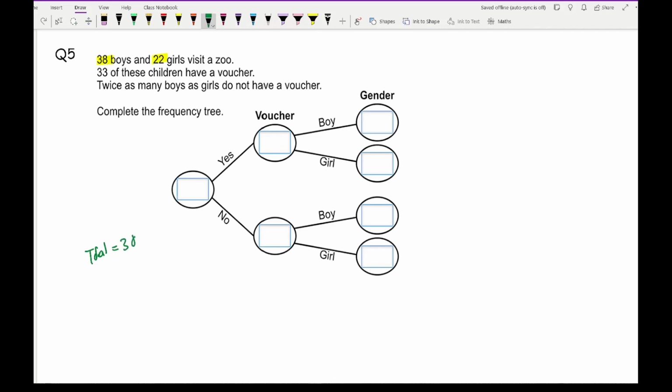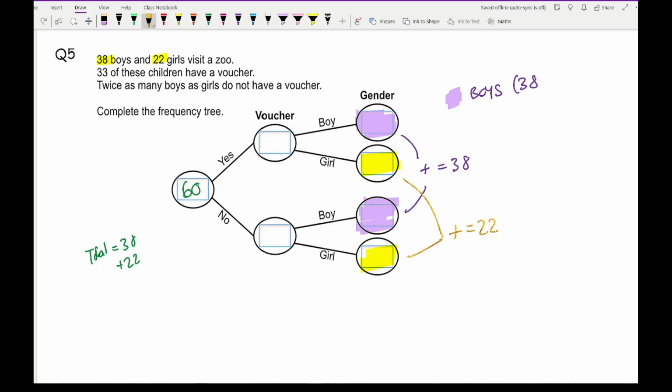is going to be 38 plus 22, which gives me 60. Now, in terms of the boys and girls, if I add up all the boys, which is these two here, that represents the boys, and there are 38. So those two purple cells need to add up to give me 38. So these two numbers added together need to equal 38. And likewise for the girls, these two numbers here need to add up to equal 22 because there are 22 girls that go.